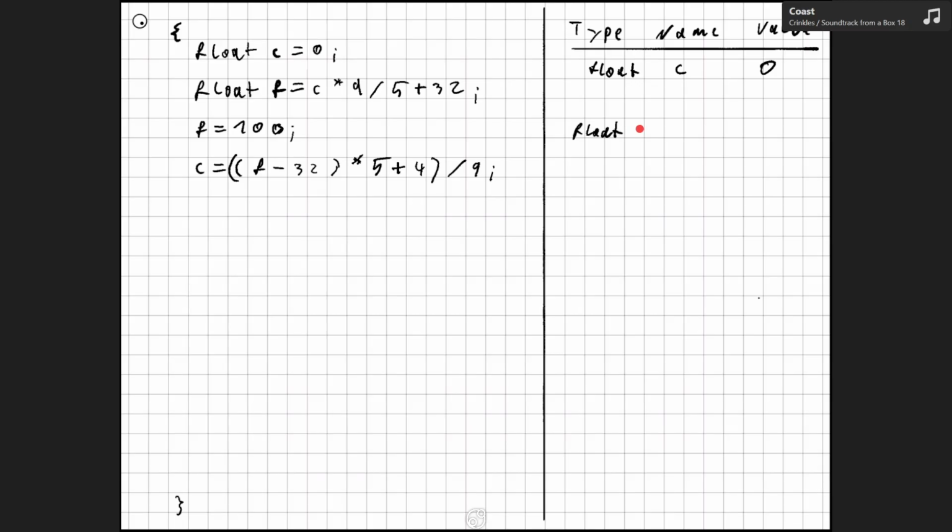Float f equals c times 9 divided by 5 plus 32. First operation was the multiplication, where we look up c and multiply that with 9. Well, we have already the micro operation of looking up the value, c, which we find up here. It's a float and it has value 0, or 0.0 if you prefer that, to make it clear as a floating point number. And we multiply that by 9. Simple, 0 times 9 is 0.